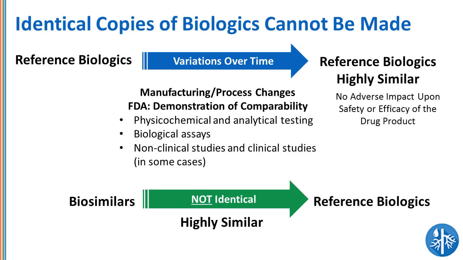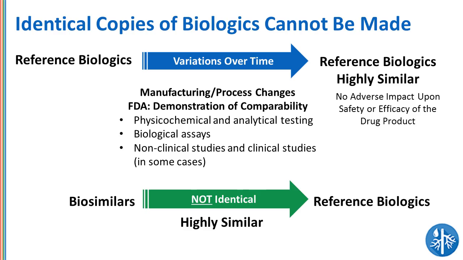We mentioned this before, but I'll repeat it. Identical copies of a biologic just cannot be made. It is impossible, given the nature of these biological molecules. As Dr. Camacho mentioned, they are made by living organisms. It is impossible to make identical copies, and that's the difference between a biologic, a biosimilar, and a generic, and we'll talk about that.